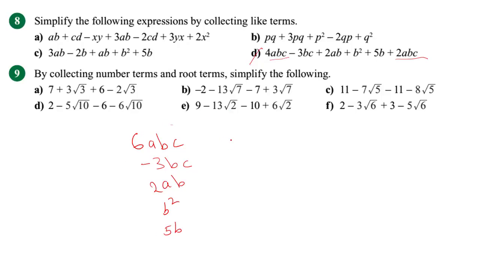So I've got 6 ABC. Then I've got the 3BC, which is being taken away. Then I've got the 2AB, which is positive. Then I've got the B squared, which is positive. Then I've got the 5B, which is positive. So that's all with that. Okay, so that's how to simplify that.